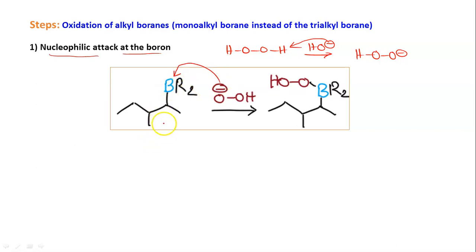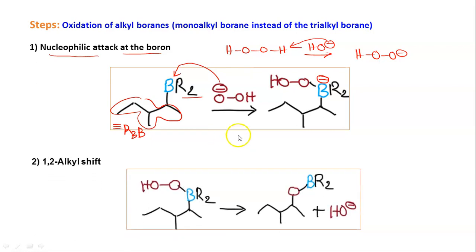This compound is basically R3B. This is one R group, and the other two R groups are written in the form of R. Now there is a complex like this, and there will be a negative charge over boron because boron has a total of 4 bonds. So this is the nucleophilic attack by HOO minus at the boron atom.